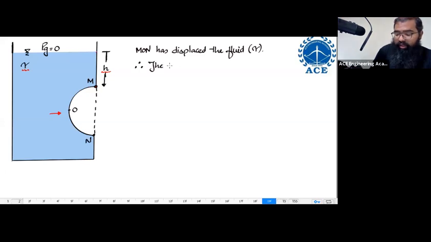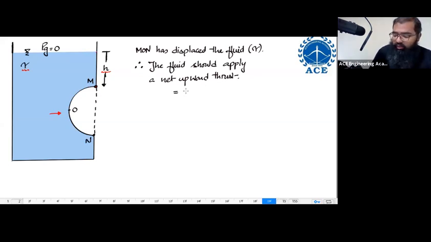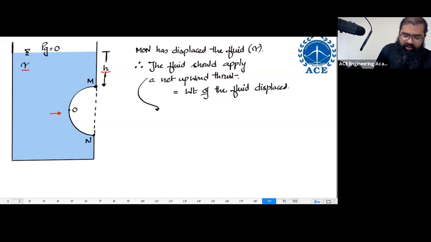Therefore, the fluid should apply a net upward thrust. How much thrust? Equal to the weight of the fluid displaced. Now this net upward thrust, in our language, is called as what? In our language it is called as FB.